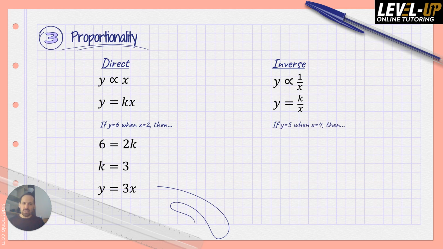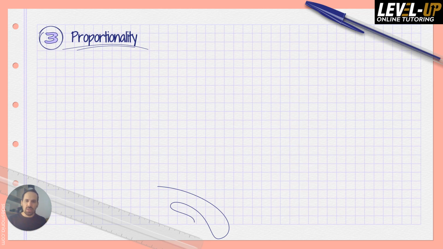If we have a boundary condition like this, we can always substitute that in to get 5 equals k over 4. And if we times both sides by 4, we can then solve what the k is. And so we put that back into our original equation, y is equal to 20 over x. So that's how we do something like that. We can take a proportionality between two variables and essentially convert it to an equation.